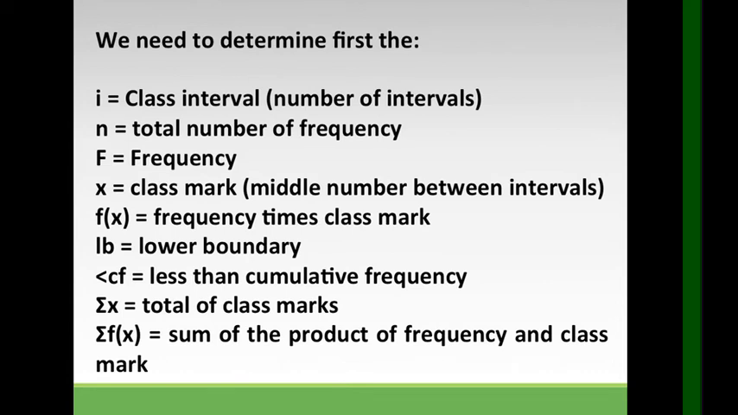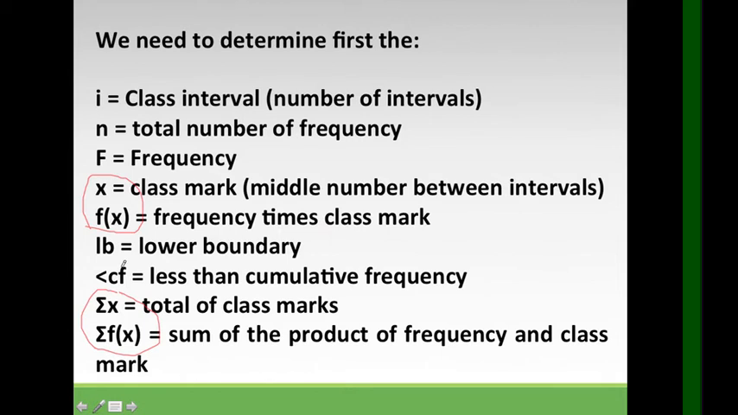Actually, in this portion, we don't need the following. But they are very important when we are solving other descriptive statistics, like the measures of central tendency and the measures of variability. But in this portion, we will just use the i, the n, the frequency, the lower boundary, and the less than cumulative frequency.